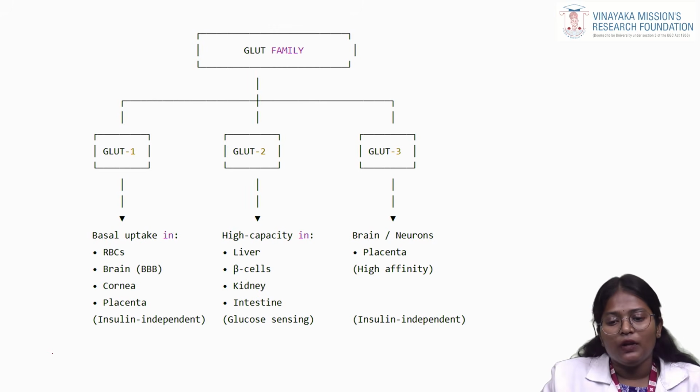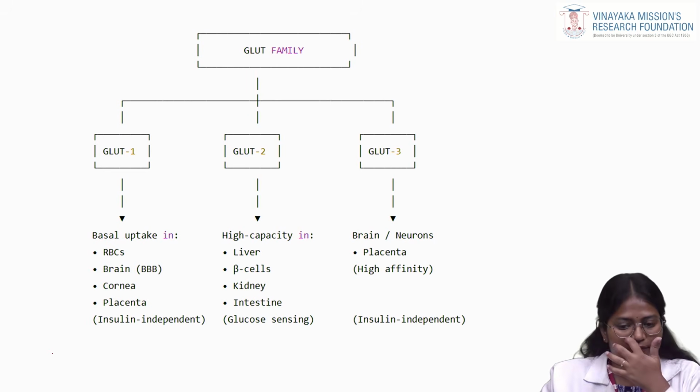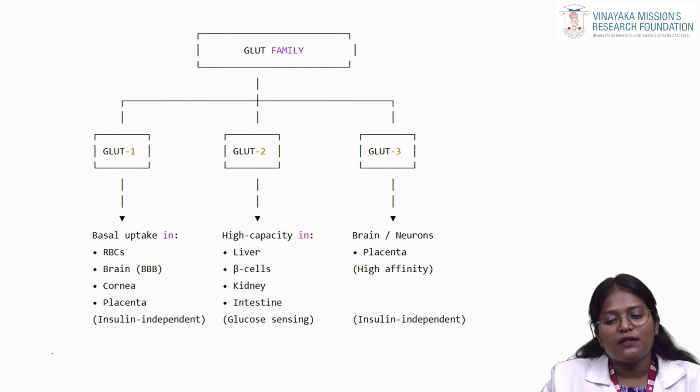Next, GLUT2. Higher capacity in liver, beta cells, kidney and intestine. So these GLUT2 transporters are present in the liver, beta cells of the pancreas, kidney and intestine. This is glucose sensing. So these transporters get activated when they sense a higher range of glucose in the bloodstream.